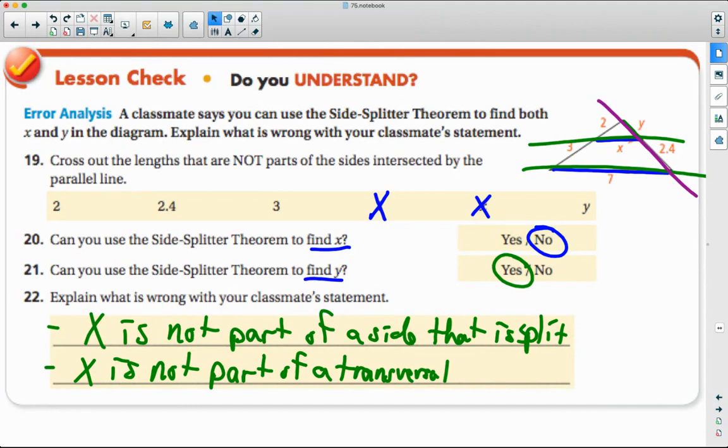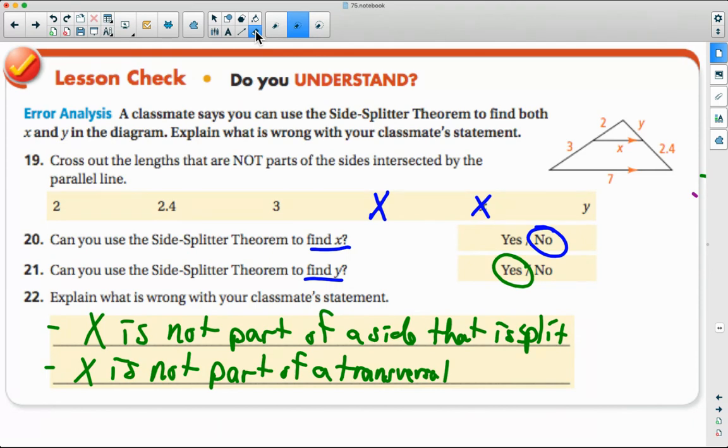All right, so here's what I'd like you to do now: go ahead and solve for x and y in this figure. So pause the video. You should be able to solve for y based on what we learned today. You should be able to solve for x based on stuff you've already known from over the whole chapter. All right, so pause the video and solve for x and y.